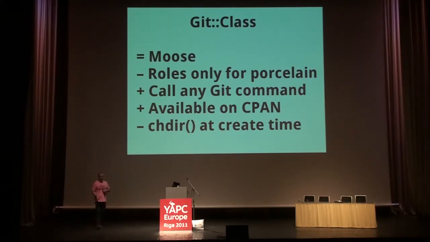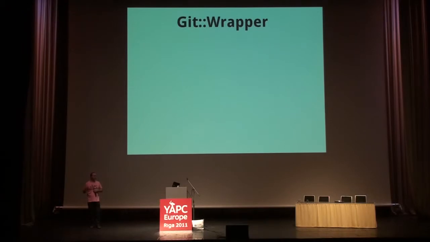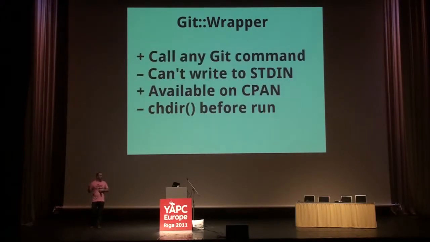It only has roles for Porcelain commands, so the 21 commands that I showed at the beginning. It can anyway call any git command. It is available on CPAN, but it does its change of directory when you create the object, or at least it did last time when I checked. And then there is Git::Wrapper that can call any git command, but that cannot write on standard input, so you cannot interact with all the git commands. It is on CPAN, and it also has its own issues.